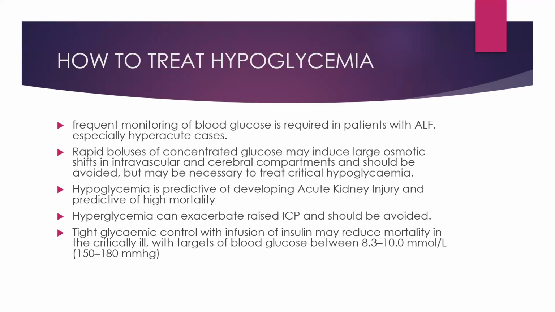Now, hypoglycemia is predictive of developing acute kidney injury and predictive of high mortality. So hypoglycemia can exacerbate raised ICP and should be avoided. Tight glycemic control with infusion of insulin may reduce mortality in critically ill patients, with a target blood glucose between 150 to 180.